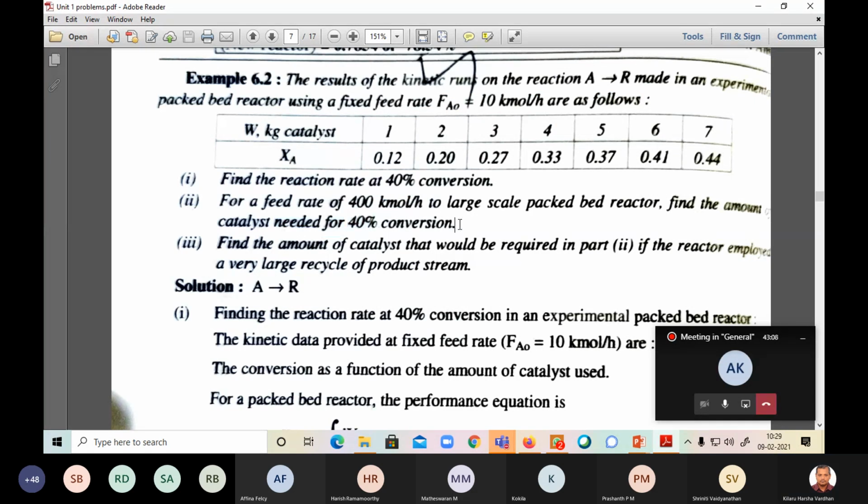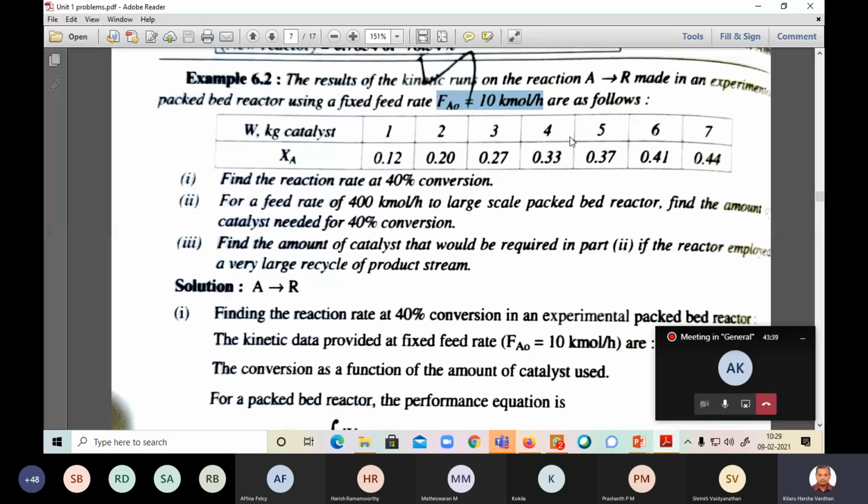Third one is, find the amount of the catalyst that would be required in part 2, the same 400 kilomoles per hour, if the reactor employs a very large recycle of product streams. You understood what he is asking you? For this kind of reactor, he is asking for a 40% conversion with this flow rate, how much will be the catalyst, how much will be the reaction rate?